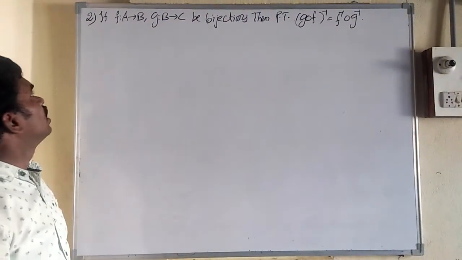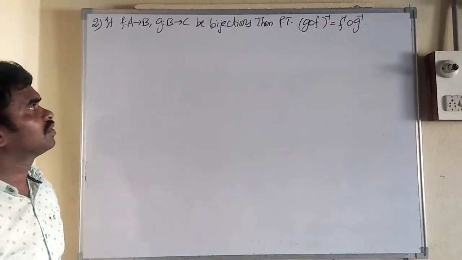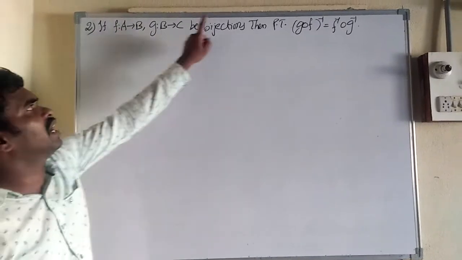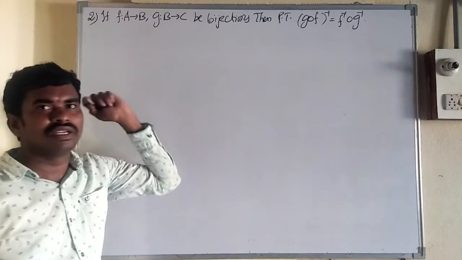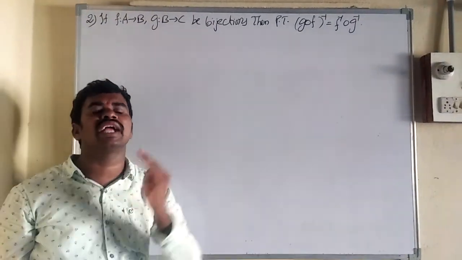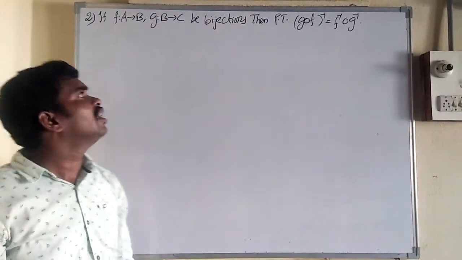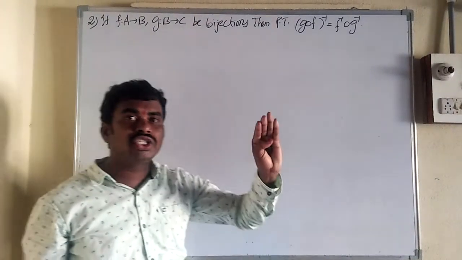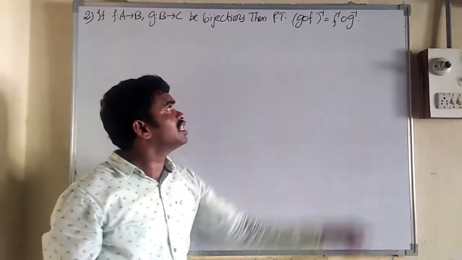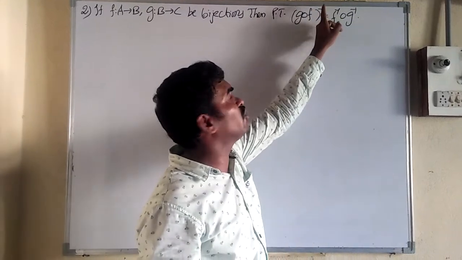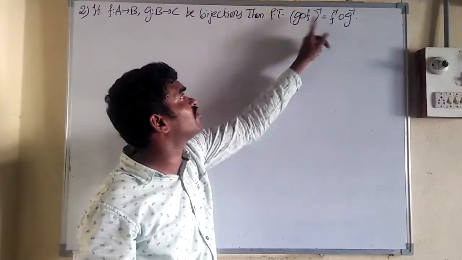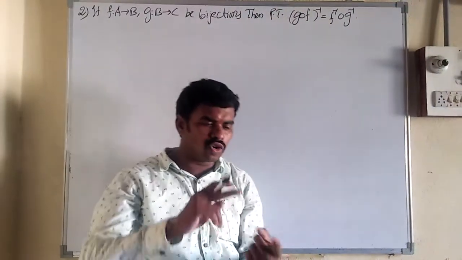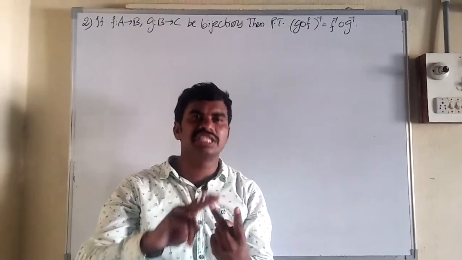How to prove this? Given that F from A to B is a bijection and G from B to C is a bijection. Bijection means both 1-1 and onto. But here we use only the onto condition. Because we have to prove (G circle F) whole inverse equal to F inverse circle G inverse, in these equivalent functions we have to prove domains are equal and ranges are equal.